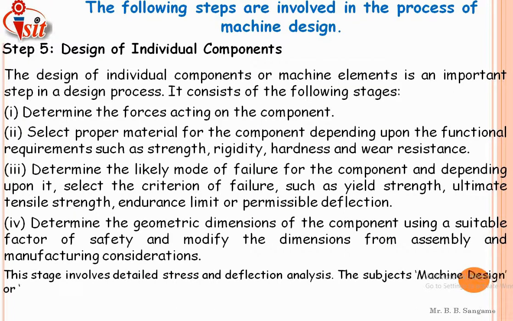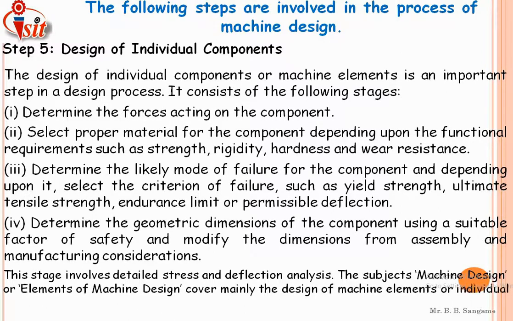That is most important. By considering the mode of failure, the hazards of that failure of the component, and the effect of that failure of the component, we have to decide the factor of safety. And by considering the factor of safety, we have to modify the dimensions from assembly and manufacturing considerations. By considering the manufacturing processes and the assembly processes, you have to modify the dimensions of the existing component by giving some factor of safety.